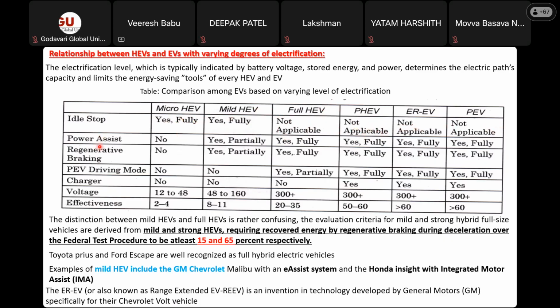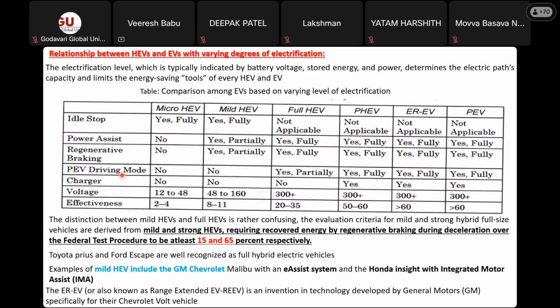Okay. Now power assistance, you can see here the mild hybrid vehicle, it won't try to propel your vehicle, right? Power assistance is not there. Partially it is there, and fully you can obtain it here, and here also you can obtain it. Now regenerative braking. This is one of the important ones, right? When you apply the brake, you don't have the setup to regenerate the battery. Here it is partially possible, here it is also possible, right? You need not necessarily charge the battery.